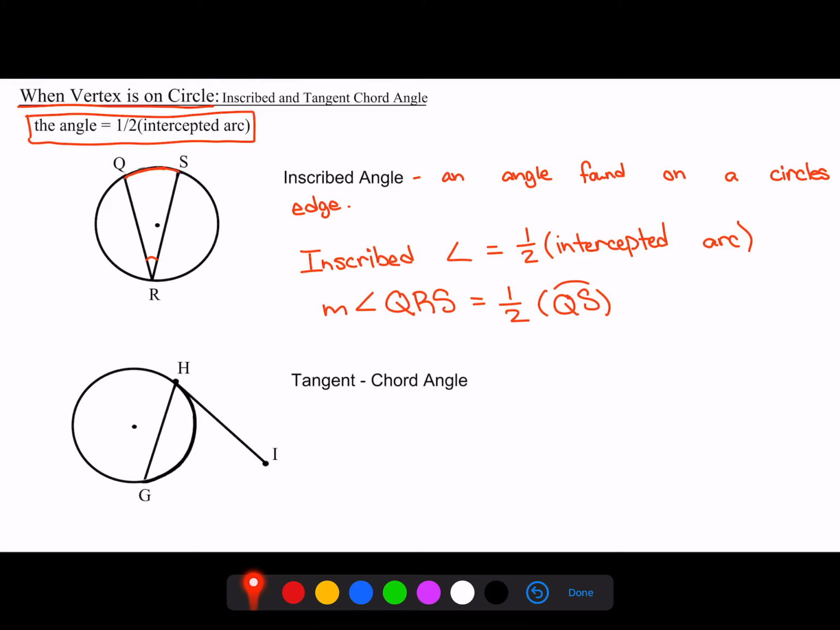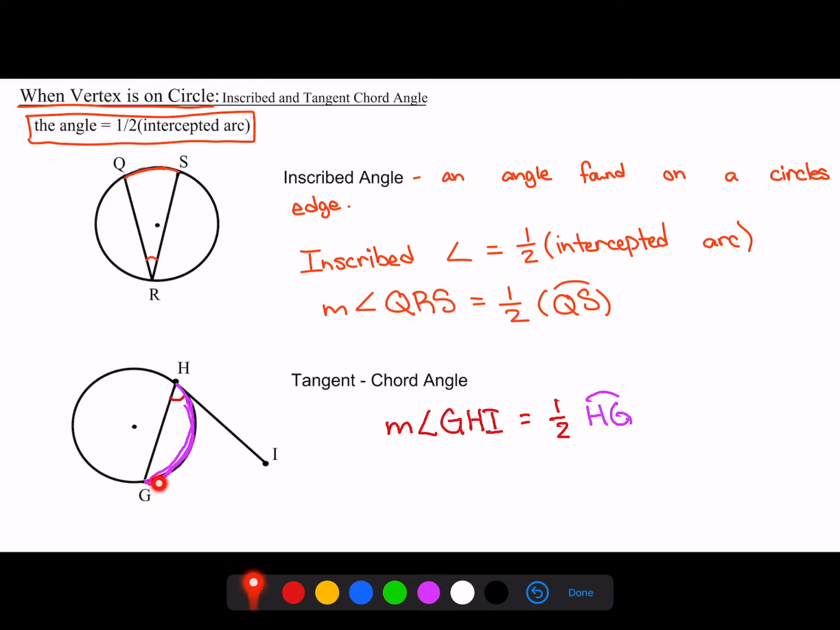All right, next, if it's a tangent chord. As we can see here, we have a tangent, line segment HI, and then we have a chord here as well, HG. So this is a tangent chord angle. It's formed by a tangent and a chord. So the measure of angle GHI is equal to 1/2 the measure of the arc that it's facing. Well, the arc that it's facing is this arc here. What's the name of that arc? Well, it's arc HG.